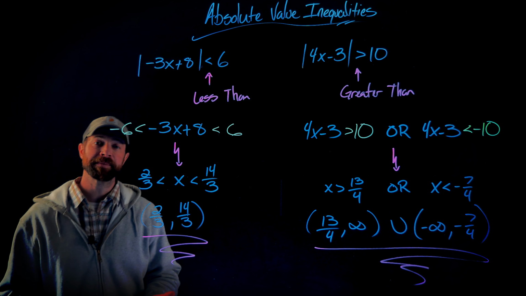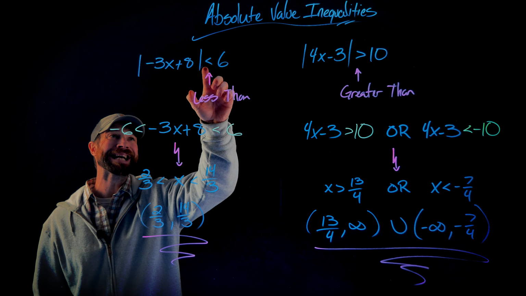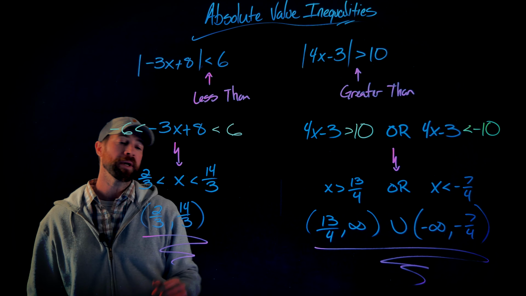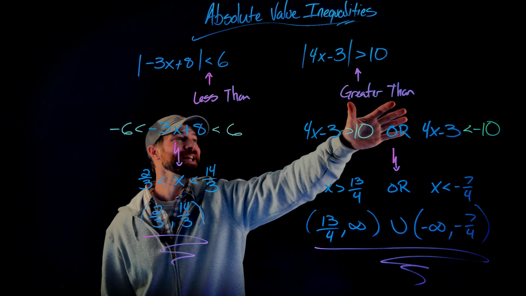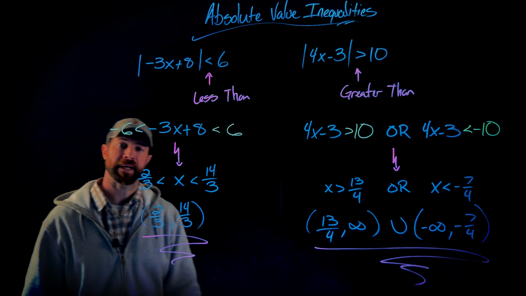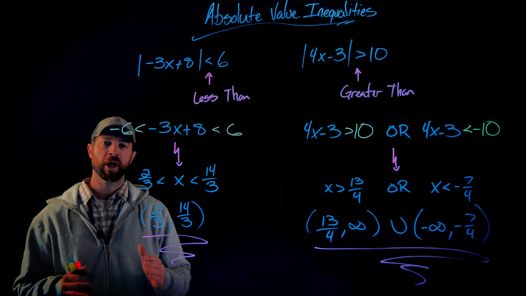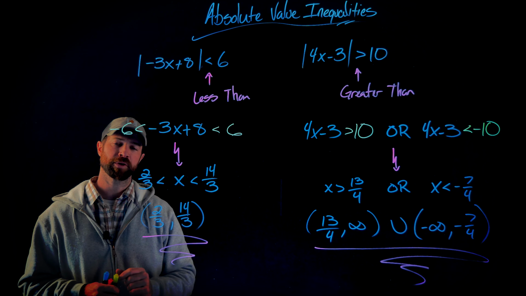Again, the biggest difference between these two types of absolute value inequalities are the solutions we get. When we have a less than absolute value inequality, we get this nice interval. When we solve a greater than absolute value inequality, we always get these two disjoint intervals. Let's now talk about two unique situations that finish the conversation of absolute value inequalities.